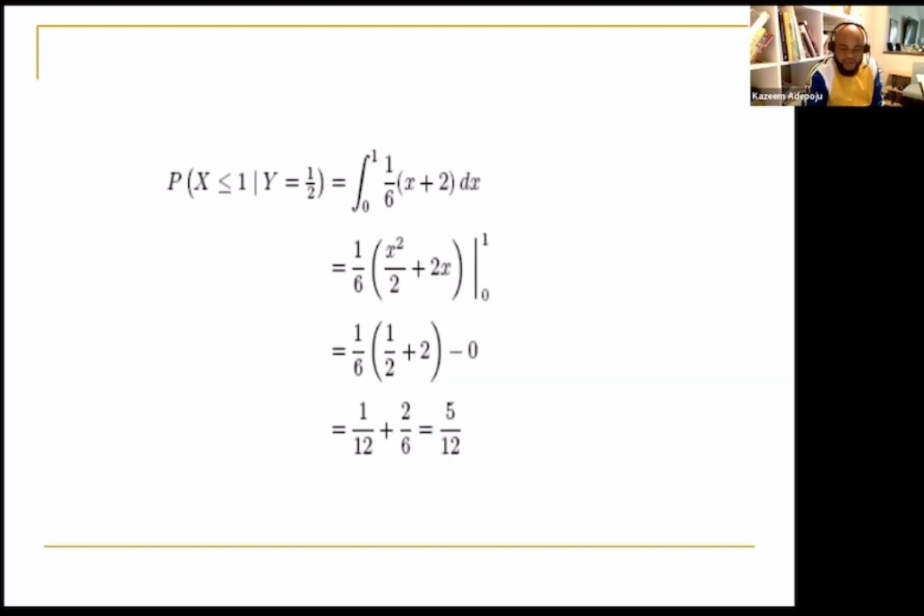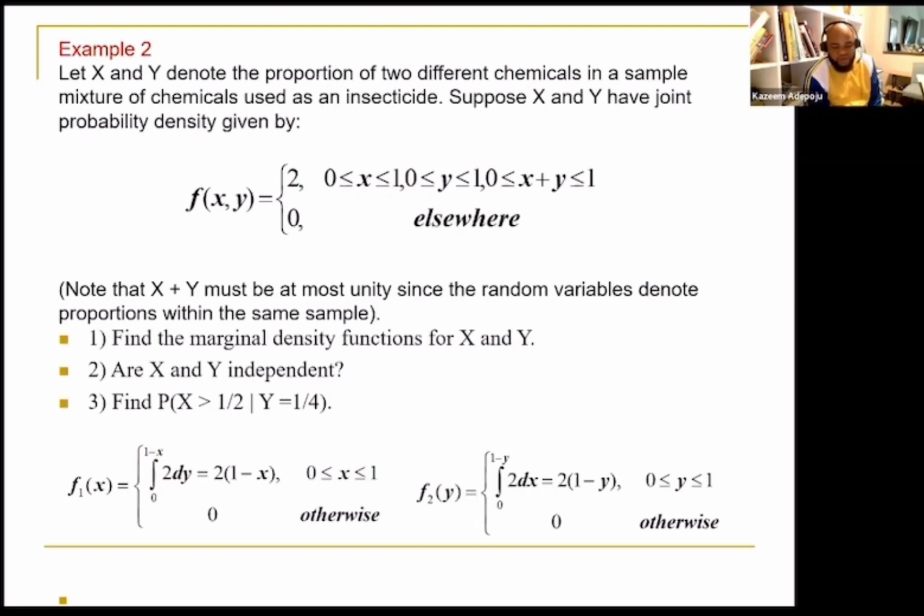If there's no question, I'm going to go to the next one. Take a look at this. Oh my God, we do this most of the time. Let x and y denote the proportion of two different chemicals in a sample mixture of chemicals used as an insecticide. Suppose x and y have a joint probability density function given. That's a situation where the joint can be a constant function, just two. And I don't need to pay attention to this. We got x lies between 0 and 1, y lies between 0 and 1, and x plus y lies between 0 and 1. Take a look at all of that.